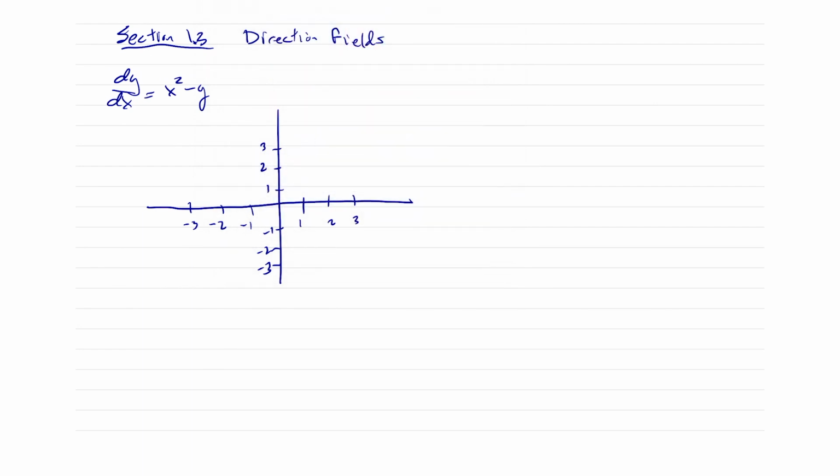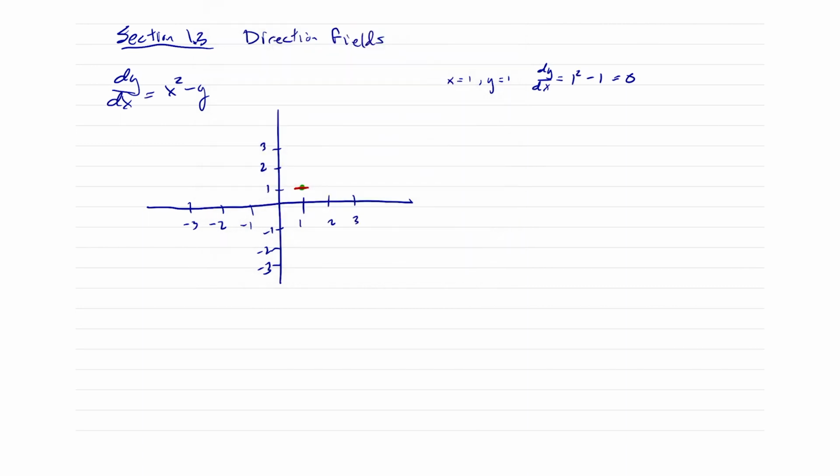So let's go ahead and take a look. I'll put the points in green. And so I'm looking at the point, say, 1, 1. So at x equals 1, y equals 1, what do we get? Well, we get dy/dx is then going to be 1 squared minus 1. And so that is actually 0. So what we have here now, let's do this in red, is we have a flat slope. Okay, so that's our first little point.